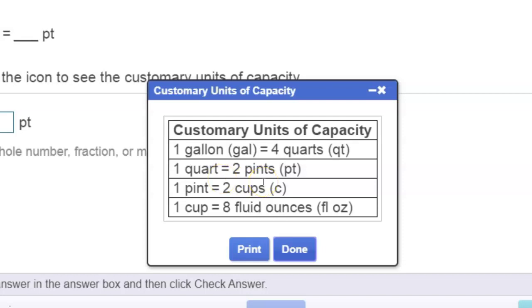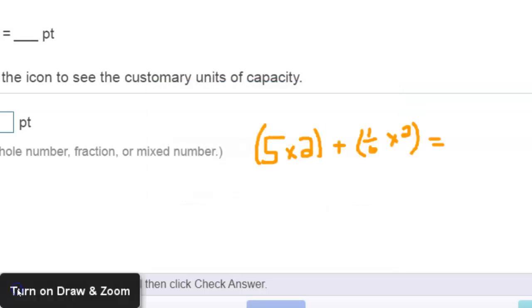Now if I'm going from a unit that is larger to one that is smaller, I'm going to need to multiply or divide. Okay, so I'm going to need to multiply to get my answer. So I'm going to multiply 5 1/6 quarts by 2 because I have 2 pints in each quart to find my answer. So you can see I set my problem up like so.